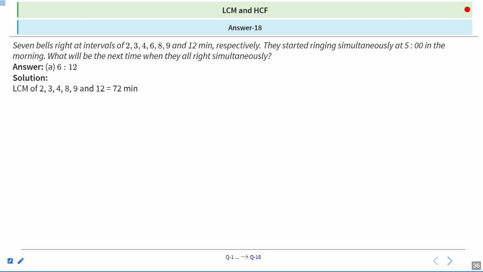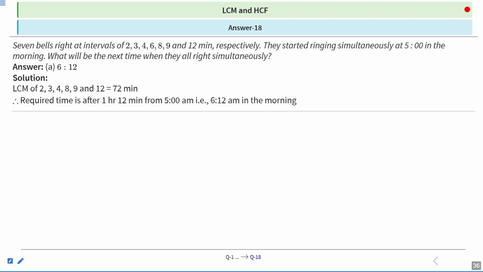LCM of 2, 3, 4, 6, 8, 9, and 12 is 72 minutes. So therefore the required time is after 1 hour 12 minutes, because 72 minutes is 60 plus 12, that is 1 hour 12 minutes. That means at 5 a.m. first they ring simultaneously, then after 1 hour 12 minutes, that is 6:12 in the morning, they are again going to ring simultaneously. So option A is the correct answer.